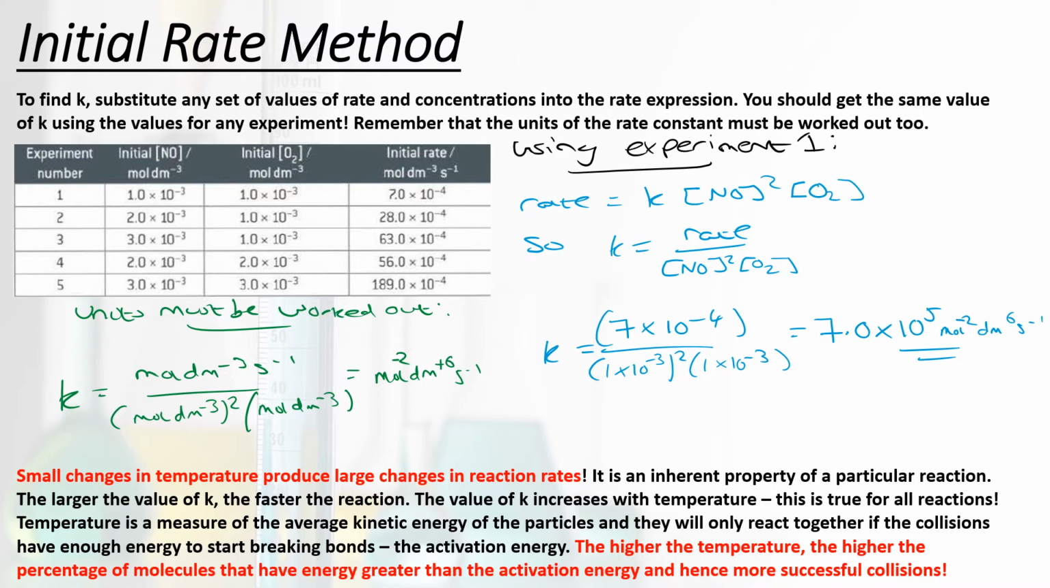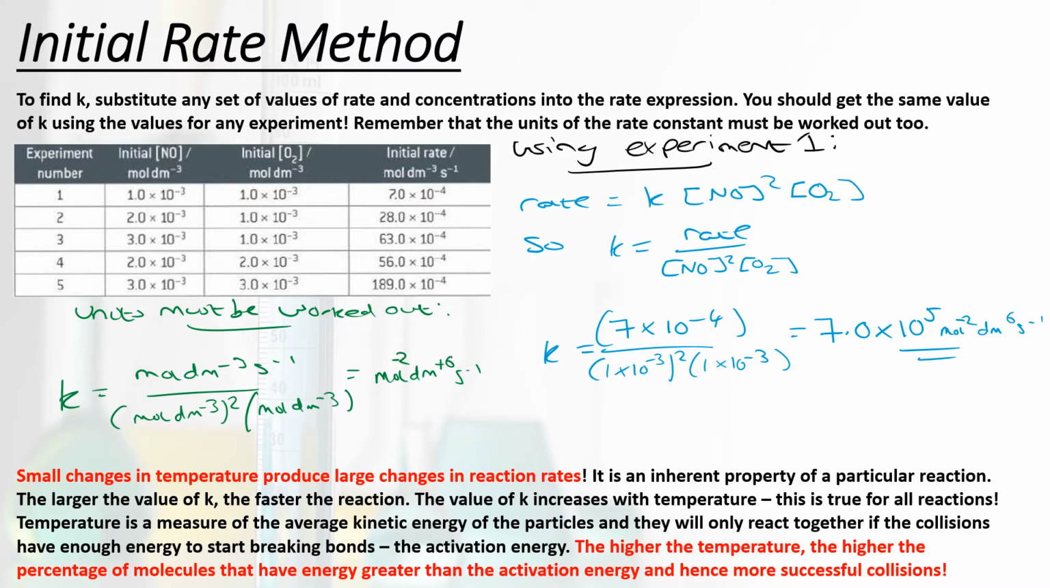And so as we've said in previous videos, small changes in temperature produce very, very large changes in reaction rates. And so this is an inherent property of a particular reaction. And when we think about our rate constants, the larger the value of K, what that means is the faster the rate of reaction. Now K increases with temperature, and this is true for all reactions. Remember that temperature is the average kinetic energy of the particles. It's the total energy we have divided by how many particles we have. And these will only react together if they collide with enough energy to start breaking bonds.